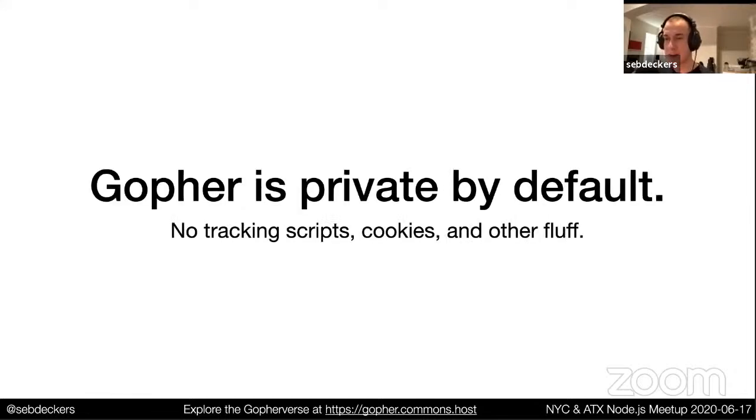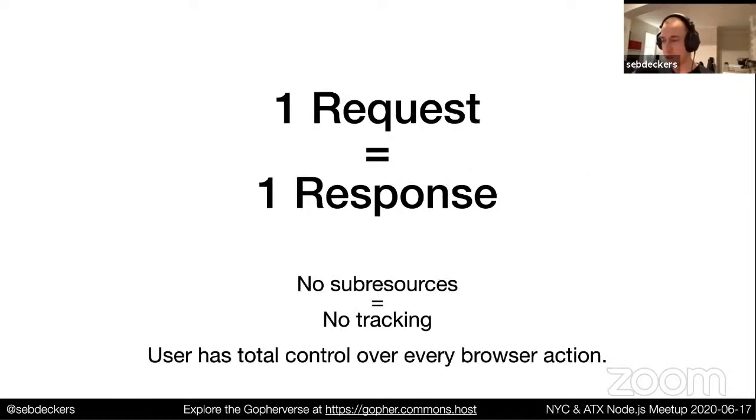I also like the fact that it's private by default, and that's more because it doesn't support tracking. There's no cookies, there's no embedded resources like scripts and tracking pixels and all that kind of thing. It's just plain text. One request is one response. There's no sub resources, and it's really hard to track because all the modern web stuff is based on making more requests from within the browser, and Gopher just doesn't do that.